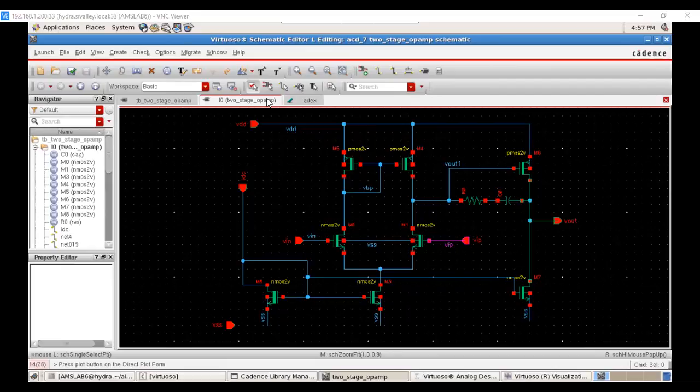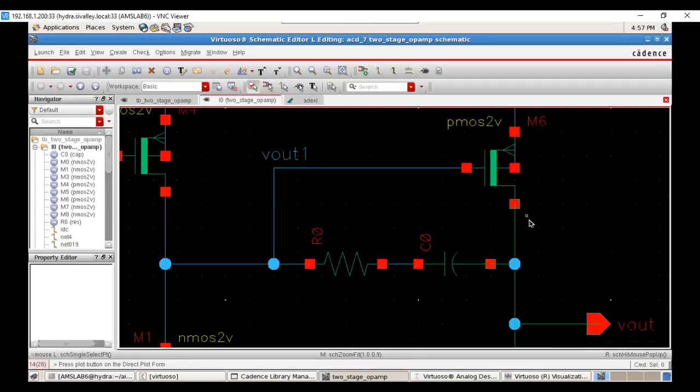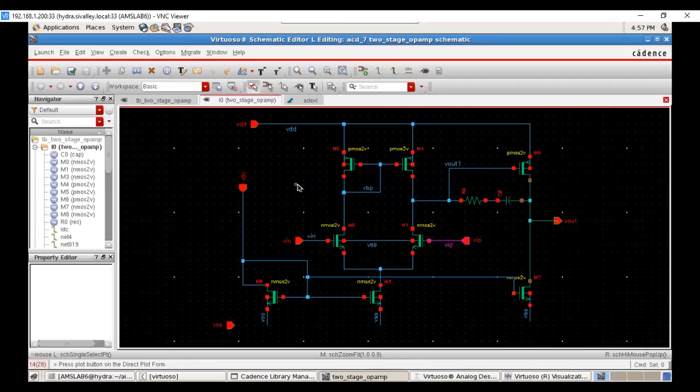So what we did wrong, Naimesh, was before you joined. Let me recap it again. We have two stages in this two-stage op-amp: one is the differential amplifier, and the other is the common source. We have connected these two in cascade, that is, the output of the diff amp goes to the input of the common source, and the output of the common source is the actual output of the op-amp.